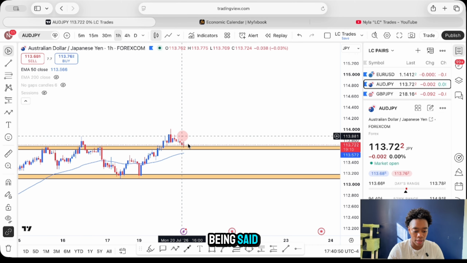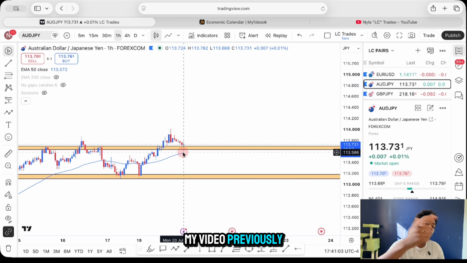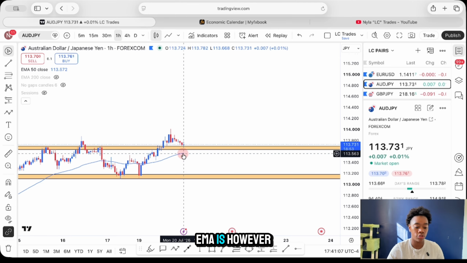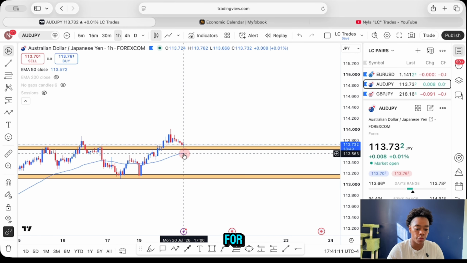So with that being said, what we need and want is, yes, we have a retest of this box right here, but we want a deeper retracement, at least to this EMA right here, the 50 EMA that I have. By the way, go watch my video previously on confluences, and it breaks down what the 50 EMA is. However, once we get to this area, I will look for the 1 hour to then shift bullish.